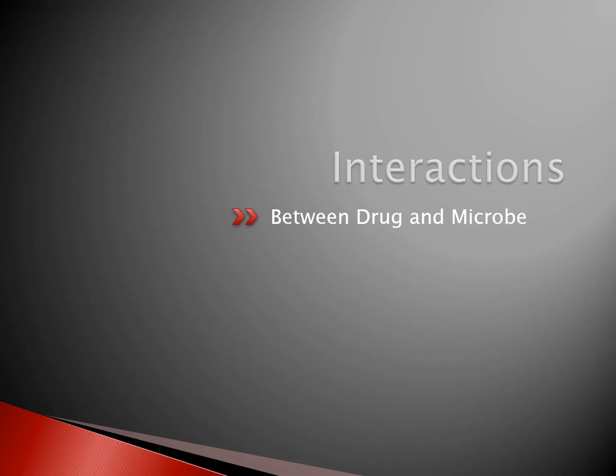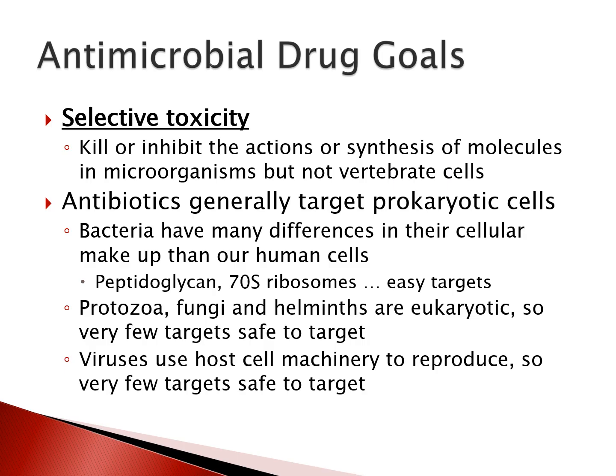So let's talk about interactions between drugs and microbes specifically. The goal of antimicrobial drugs is to specifically attack those microbes. How they do this is through selective toxicity, meaning that the drug is going to kill or inhibit the action or synthesis of certain molecules within a microorganism, but not of vertebrate cells. So it is going to be selectively toxic to parts of microbes, is essentially what we're saying here.